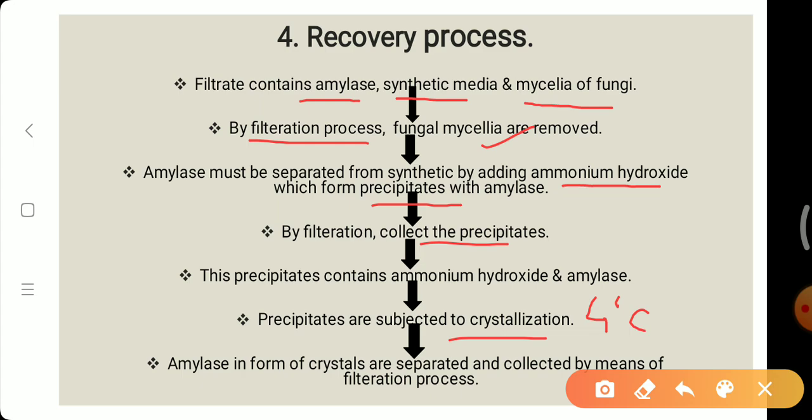After crystallization, we wash the crystals with sterile distilled water, so we get the amylase in a pure form, and this is how amylase is produced in industry.